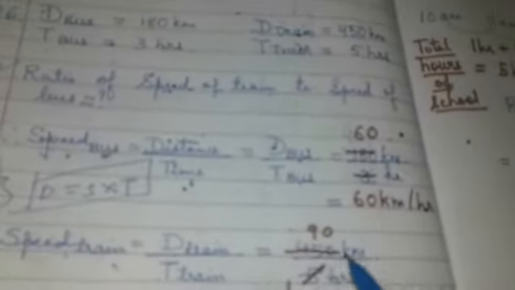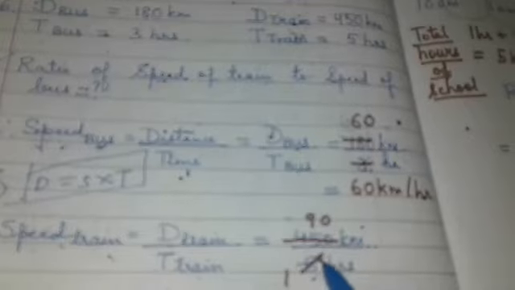Then speed of train is distance upon time, that is distance traveled by train upon time taken by train. The information is given in the question clearly. Distance covered by train is 450, so 450 upon 5 hours. 5 ones are 5, 5 nines are 45, 5 zeros are 0. So 90 kilometers per hour.